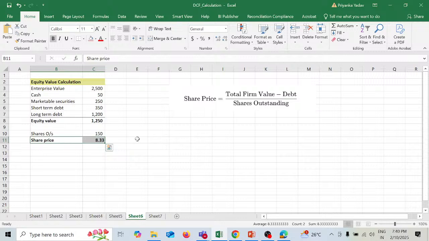So the implied share price in DCF tells us what the stock should be worth based on future cash flows. Comparing it to the current market price helps investors decide whether this stock is a good investment or not. So this is all about discounted cash flow. I hope you've understood the topic.